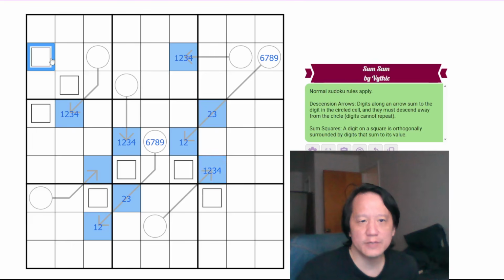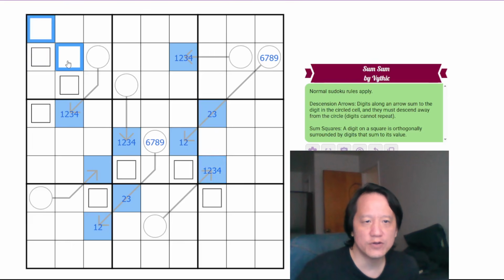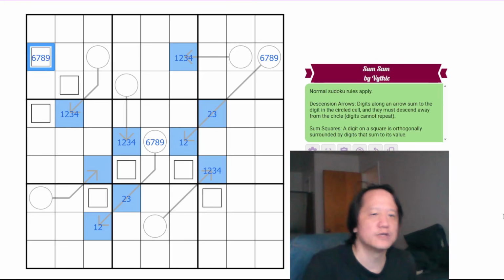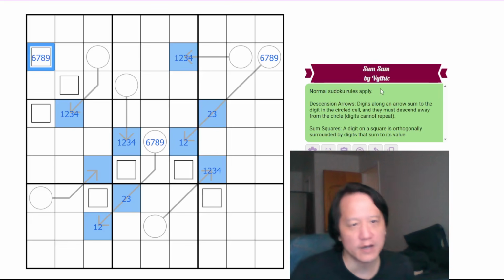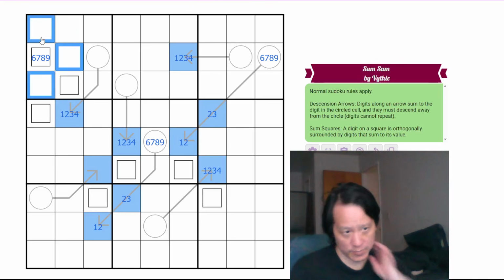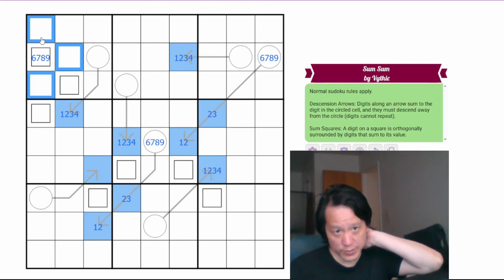Well, anytime you have a square with all the potential sums in the same box, that's 3 unique digits trying to add up to a single digit. So this must be 6 through 9 here. And again, 2 of these digits must be from 1, 2, or 3, at least.